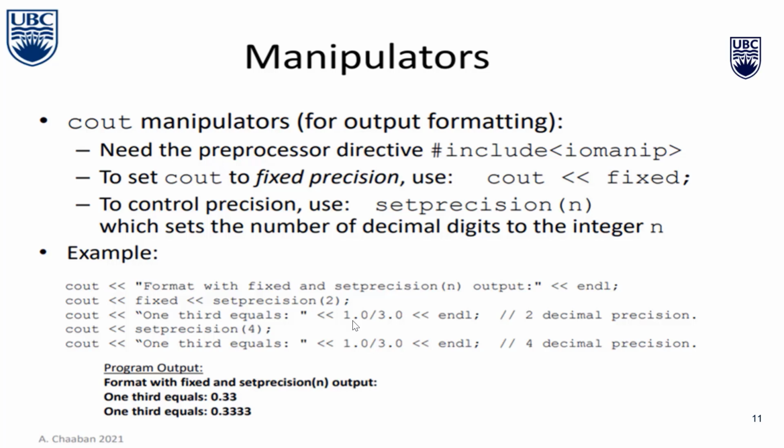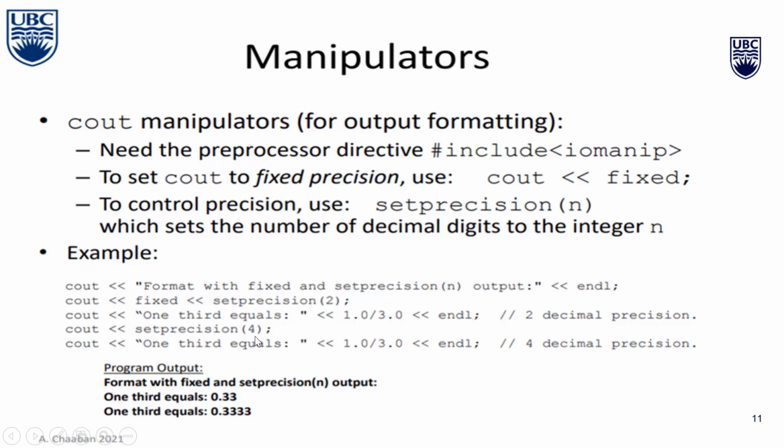So the computer will print the value of 1/3 to equal 0.33 as we set precision to equal 2. After that, we want to set the precision to be equal to 4.